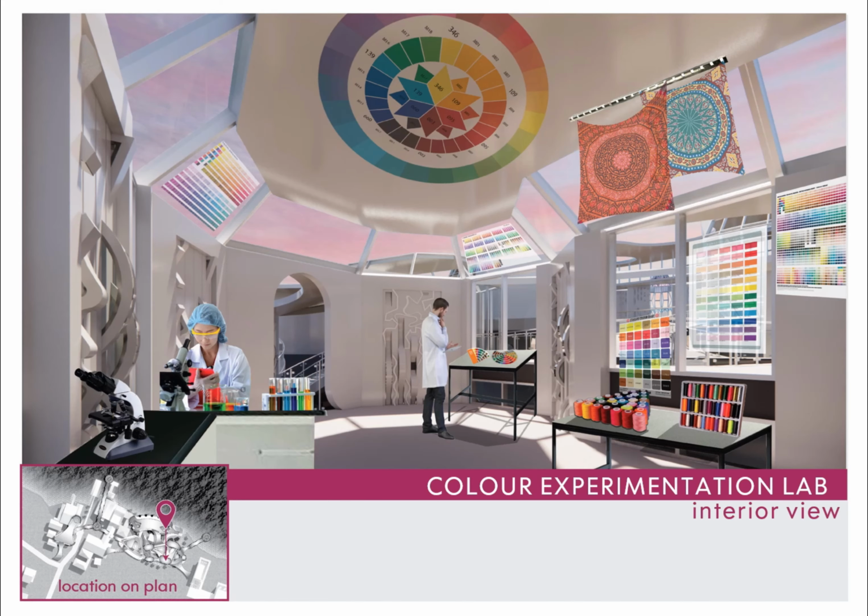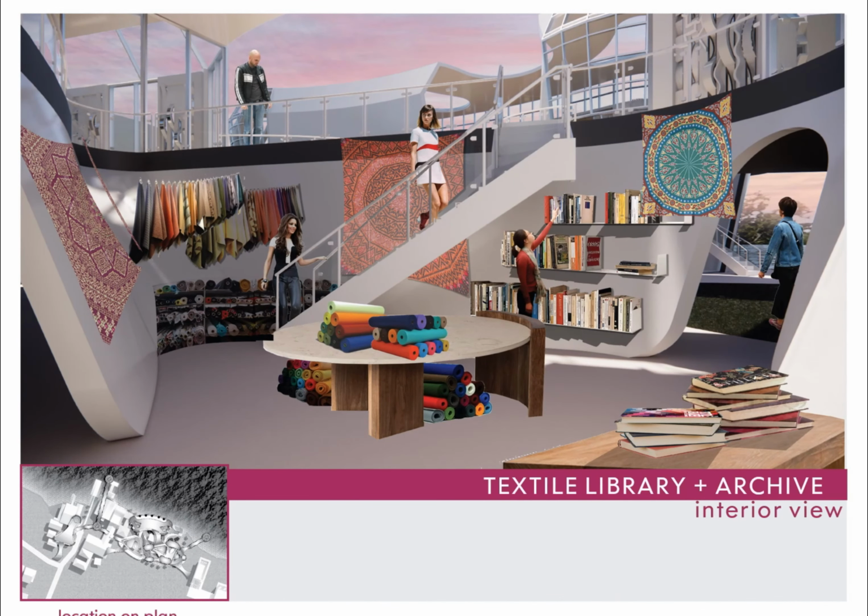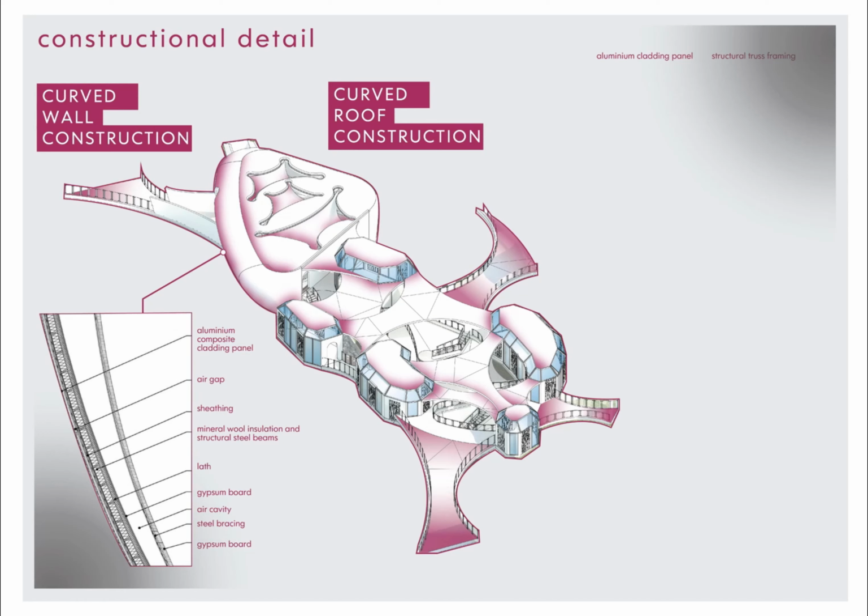On the ground floor, the textile library and archive is covered by a lofty roof and yet opens up to the first floor where users can observe and participate in research and archiving activities to improve their knowledge on textile design. The overall construction of the design project consists of curved roofs and curved walls, which are overcome by using aluminum cladding panels affixed onto structural framing and cement.